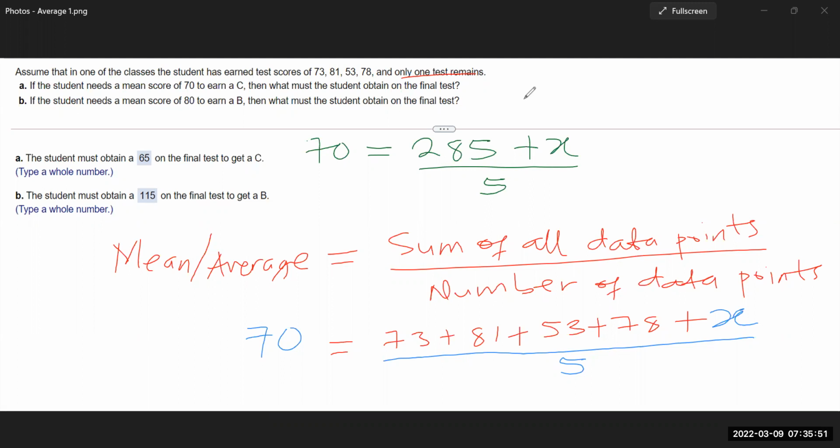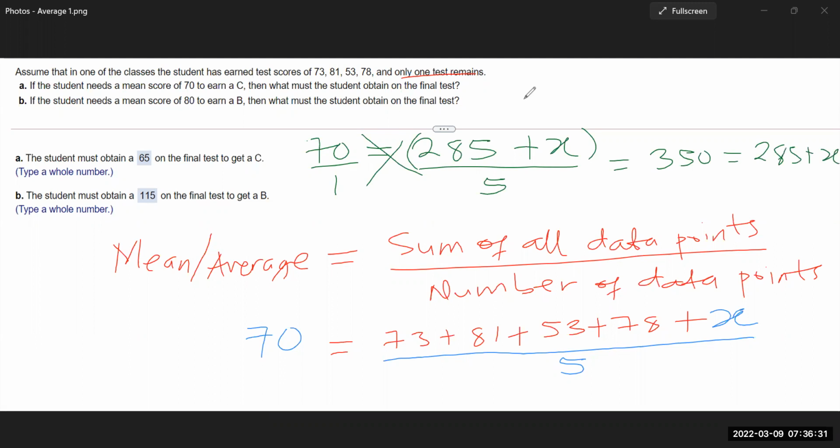Now, this is where students get it wrong. You can treat this as a proportion, so you can say this is over 1. What you can do is just cross product here. So this means 70 times 5, and 70 times 5 is going to give you 350. So you have 350 equal to 285 plus your X right there.